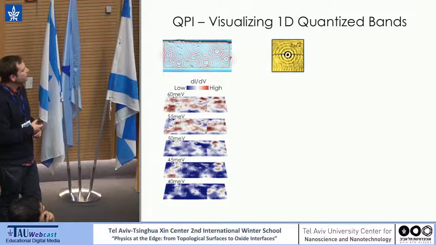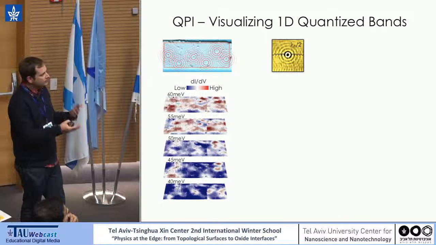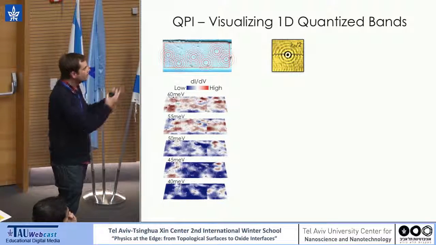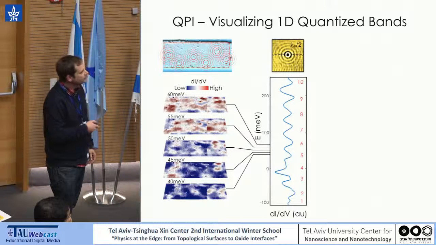So we conduct the experiment over this region, and these are the differential conductance maps taken at different energies. You see that the density of states indeed fluctuates. So the electrons are alive and they are responding to the impurities. If we look at the average density of states, we again see the van Hove singularities.